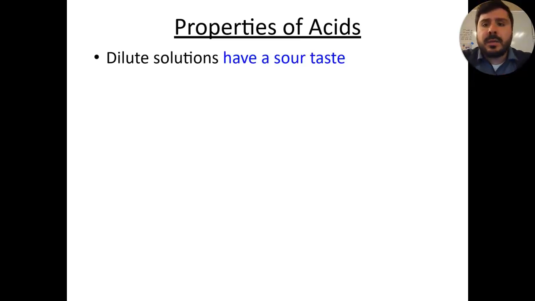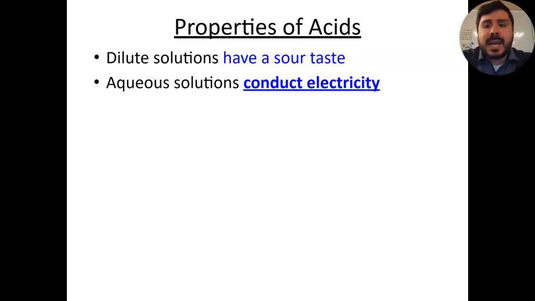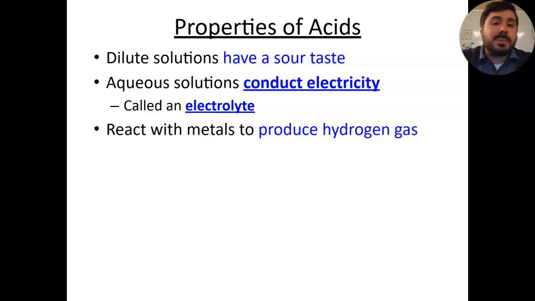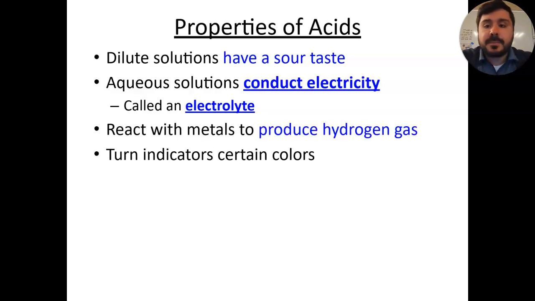Now, also, it's important to talk about different types of properties and whatnot, right? So we're going to talk about some properties of acids in this slide here. Now, dilute solutions of acids are going to have a sour taste. They're going to be aqueous solutions that conduct electricity, and these are going to be referred to as electrolytes. They react with metals to produce hydrogen gas. And they're also going to turn indicators certain colors.